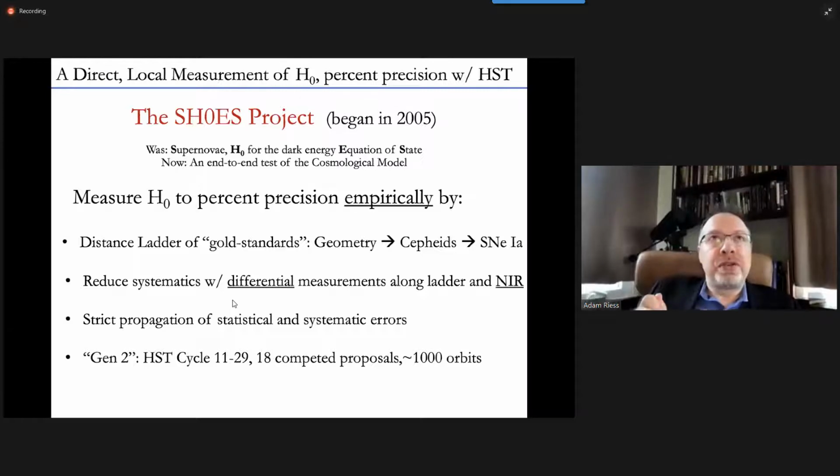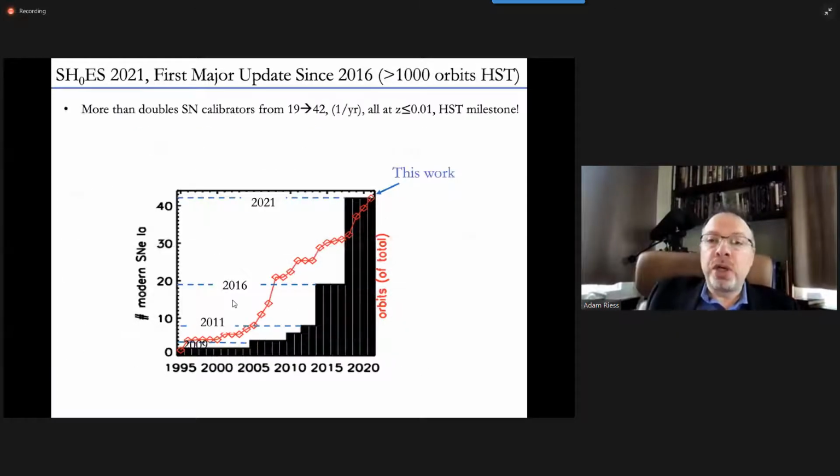You may have heard of, there was two very successful generation 1 experiments with the Hubble Space Telescope to measure the Hubble constant to 10% precision, and those succeeded very well. This is really a generation 2 experiment. Unlike those which got a large allocation of time at the beginning, these were more pay-as-you-go, a series of 18 competed proposals starting 15 years ago that now, to our amazement, have accrued to about 1,000 orbits. Okay, so we're here to present results on the most recent and maybe last great doubling of the sample.